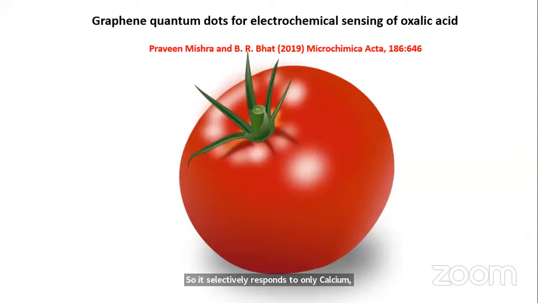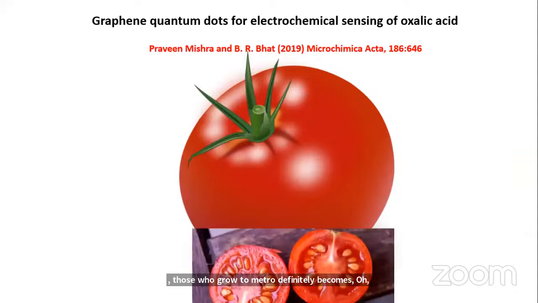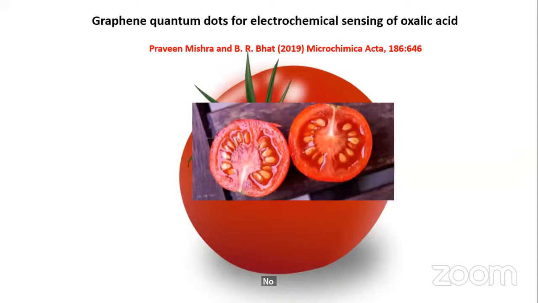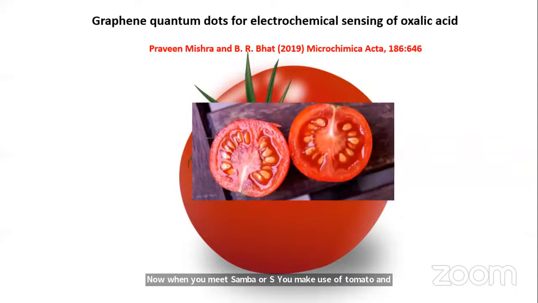You can see that this is the tomato, and nowadays those who grow tomato definitely become crorepati, because of the very high cost. Now, why I am interested in this tomato is because of these seeds. These seeds are very rich in oxalic acid. When you make sambar or rasam, you make use of tomato, and you make use of these seeds too. You just chop the tomato and use it in sambar or rasam.